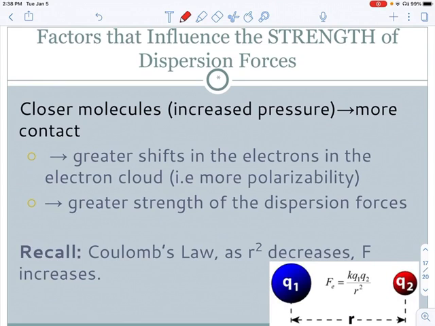Another factor that influences the strength of dispersion forces is how close together molecules are. And this is also as a result of Coulomb's law. As you bring molecules closer together, there is going to be less distance between them, and there's going to be more shifts in the electron cloud. And the strength of the dispersion forces will increase. So the closer you bring molecules together, the closer those charges get to each other, the more the electron cloud shifts, and the greater the strength will become.